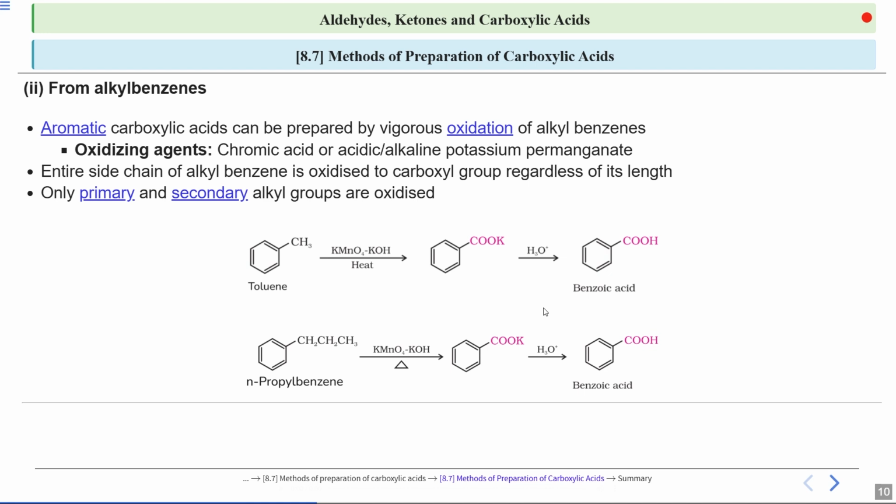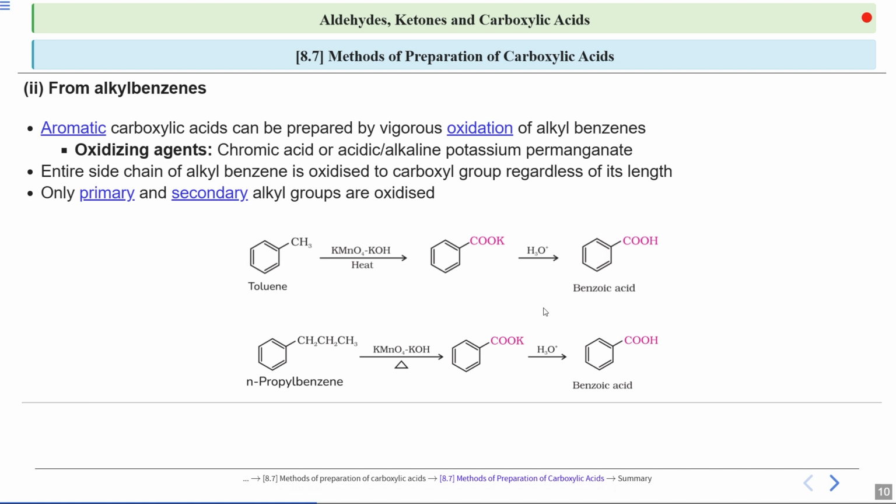Now if you look at this example, you have toluene. When you treat it with KMnO4, which is a strong oxidizing agent, you will get a COOK group attached to the benzene ring, and further acidification of this gives you benzoic acid.